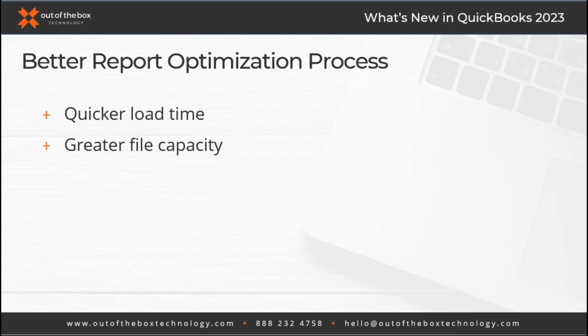There is, and I know a lot of you are going to be happy to hear this because we hear this all the time, better report optimization process. So they're claiming that it's been addressed with large company files in the 2023 rollout, that the updates will enhance the performance of report compilation for file sizes greater than 300 megabytes. You'll be able to notice that reports will load more quickly than they did in earlier versions. And even though the reporting interface won't change, the optimization will be better for all Desktop Plus, Enterprise, and Accountant users in the US and Canada.